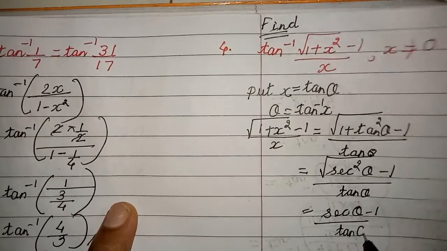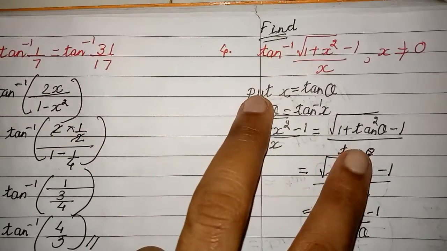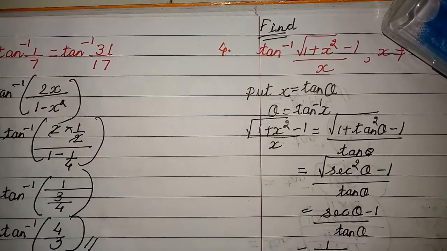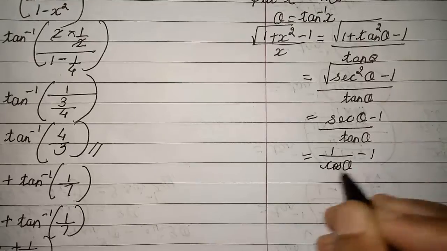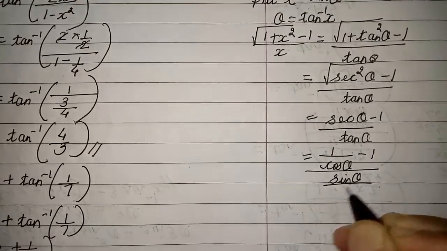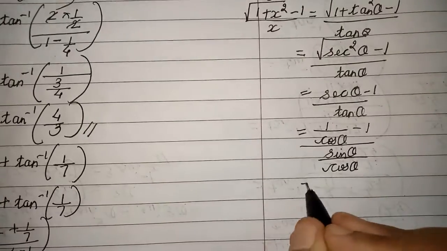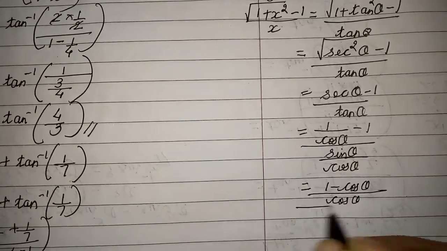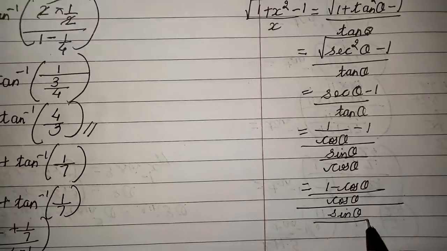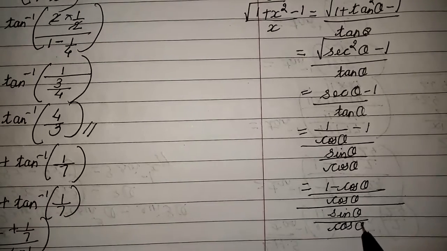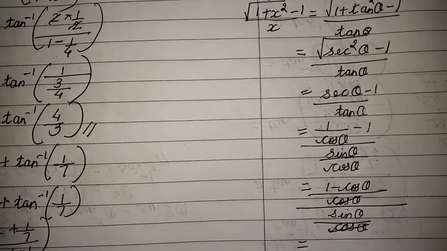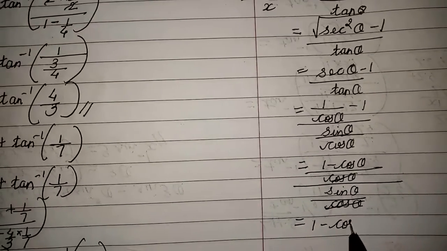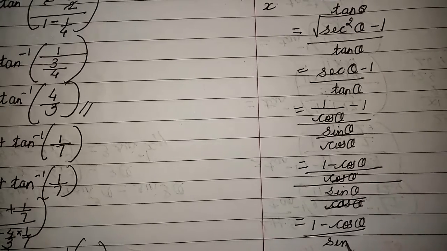Now sec theta, children, what is sec theta? Sec theta is 1 by cos theta, minus 1 upon sin theta. You maximum simplify. What all things you know of the formulas, you apply. Common denominator: 1 minus cos theta upon cos theta, the whole upon sin theta upon cos theta. Cos will get cancelled. What remains? It remains 1 minus cos theta upon sin theta.